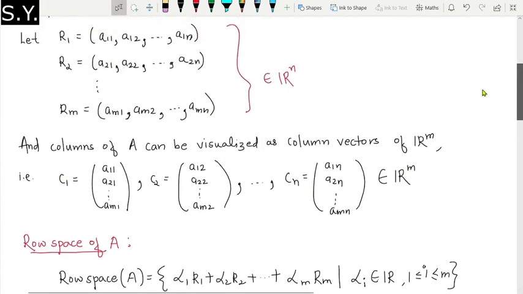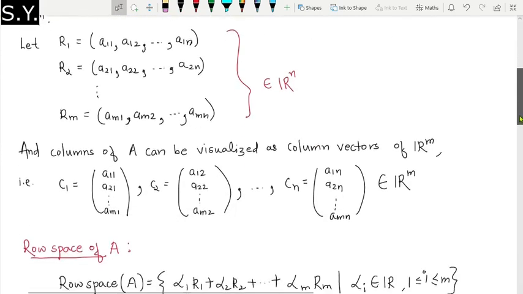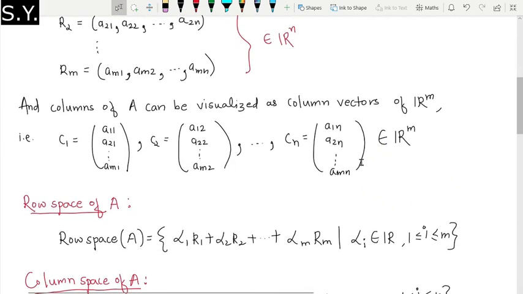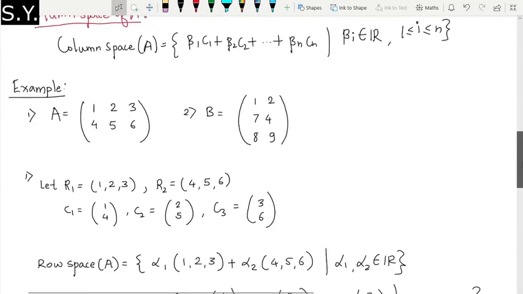If you are having a matrix of order m by n, then you can visualize the rows of A as elements of R raised to n. Note the order of the matrix is m cross n, and you can visualize the columns of A as column vectors of R raised to m. Then the row space is defined as linear combination of all the rows in a matrix, and column space is linear combination of all columns in a matrix.